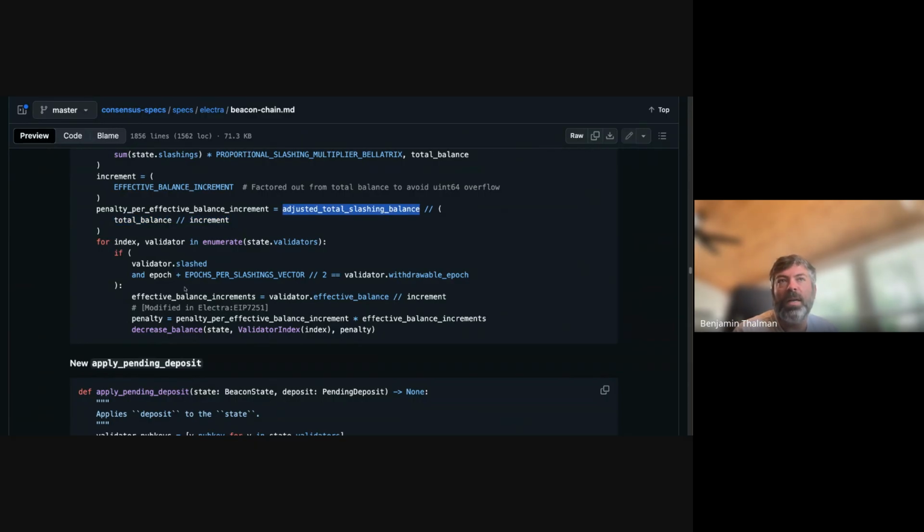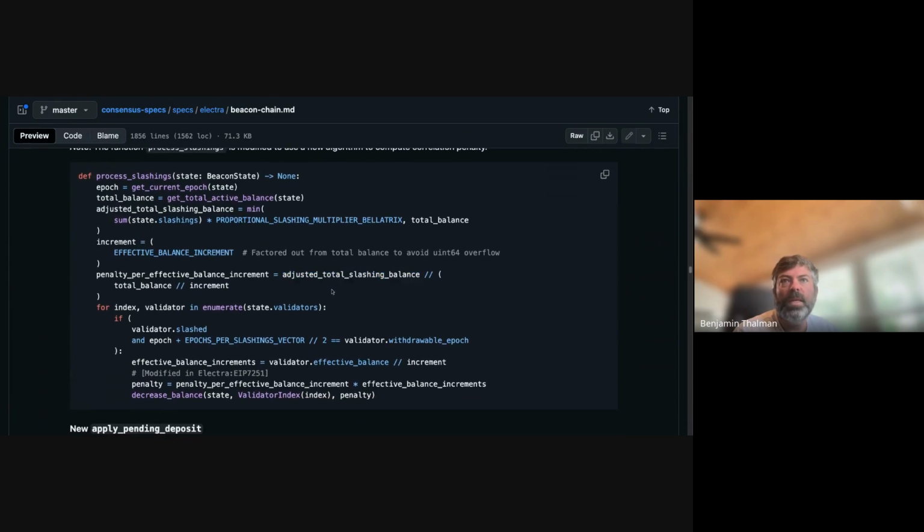Adjusted total slashing balance. Now, what this does, this number, remember, this is in ETH. This is in Gwei. And it's just like before. Again, it sums state.slashings. State.slashings is a vector or list that gives you the effective balance in Gwei of all the validators that have committed a slashable offense. And it sums that number up. So it gives you one number and it multiplies by 3. It's the same thing that we talked about before.